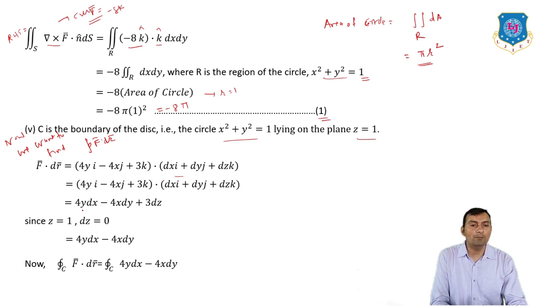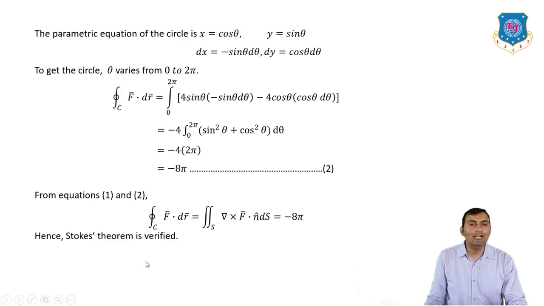So in that case, we will obtain only these terms, and the last term will be cancelled out because dz is 0. Therefore, our line integral becomes like this. Now to evaluate this one, we are using the parameterization of the circle. We know that the equation of the circle is x square plus y square equal to 1, and based on that we can use the parameterization: x is equal to cos theta, y is equal to sin theta. So dx can be written as minus sin theta d theta, and dy can be written as cos theta d theta. And to get the circle, we have to rotate theta from 0 to 2 pi.